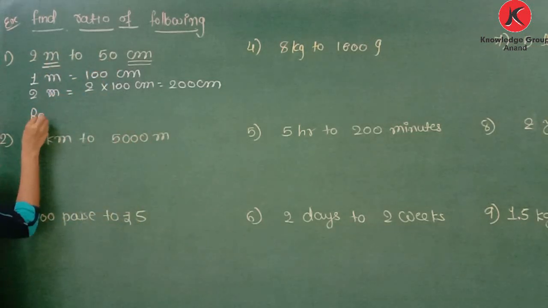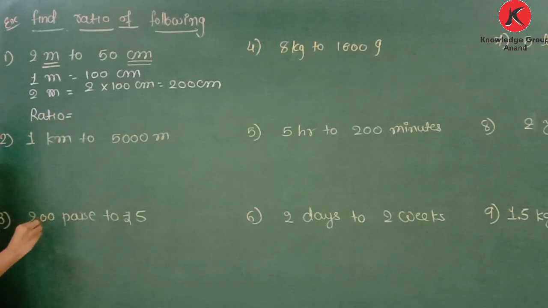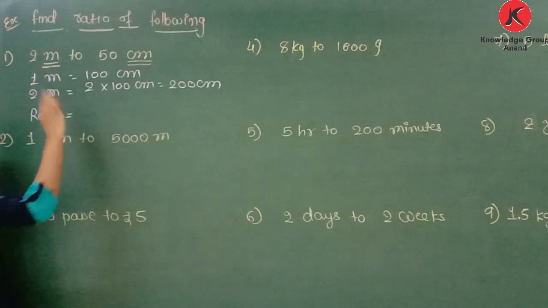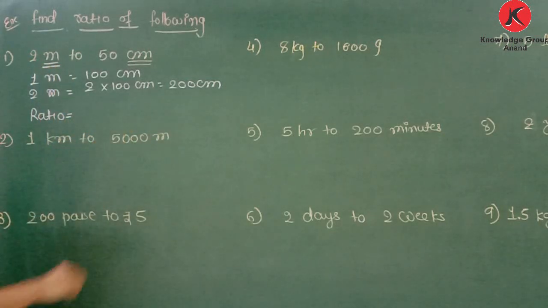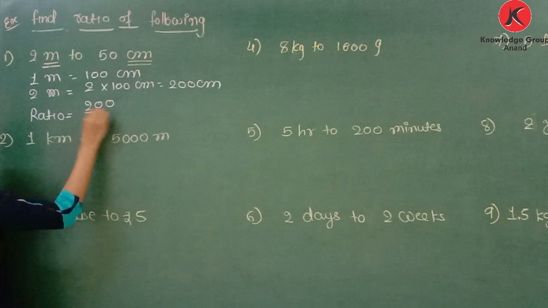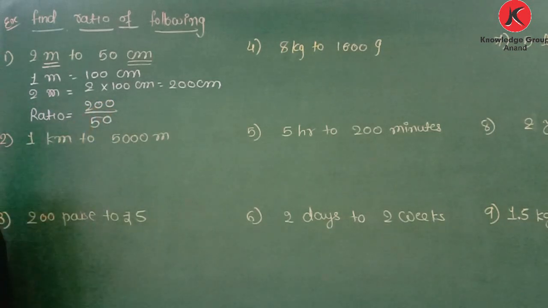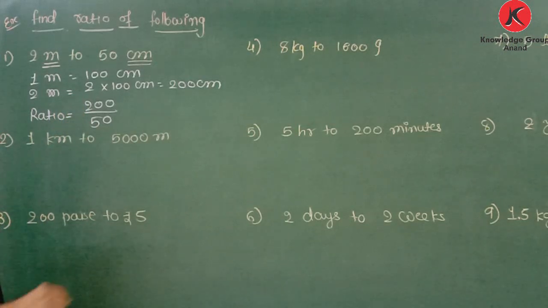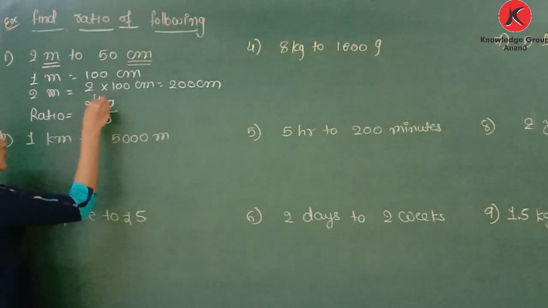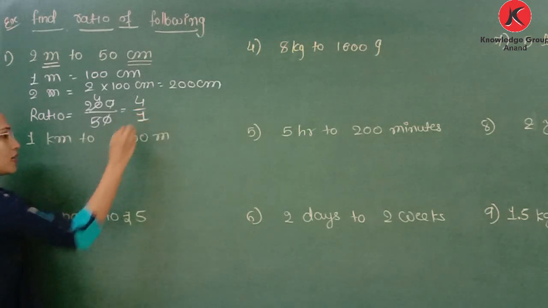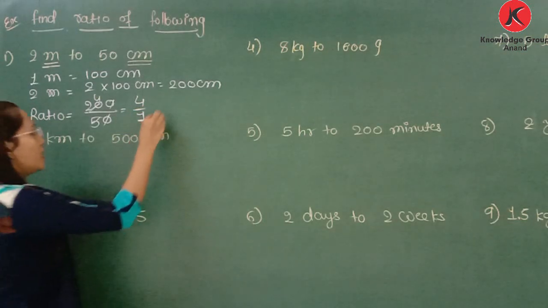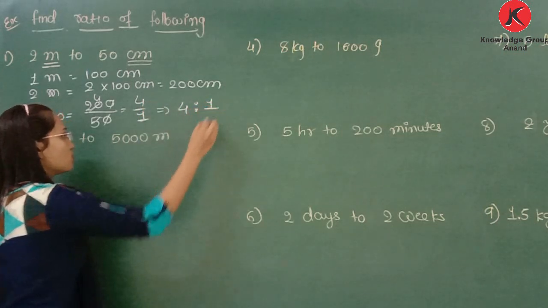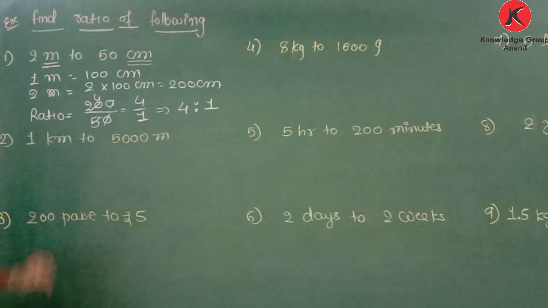So here you need to find the ratio of 200 centimeter to 50 centimeter. Because 2 meter is equal to 200 centimeter, we can write 200 divided by 50. If there is a common factor between numerator and denominator, you can cut the common factor. So here 5 4s are 200, and 5 1s are 5. Now you will get 4 by 1. So the ratio is 4:1. Clear? So this way you can find the ratio.